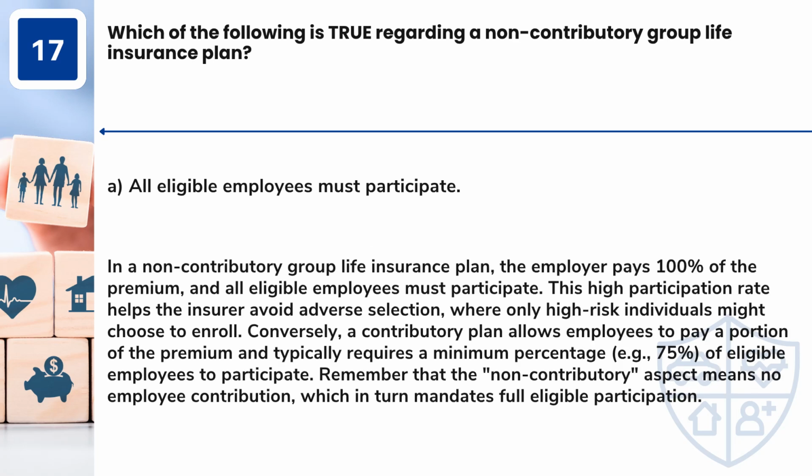Answer: A. All eligible employees must participate. In a non-contributory group life insurance plan, the employer pays 100% of the premium, and all eligible employees must participate. This high participation rate helps the insurer avoid adverse selection, where only high-risk individuals might choose to enroll.